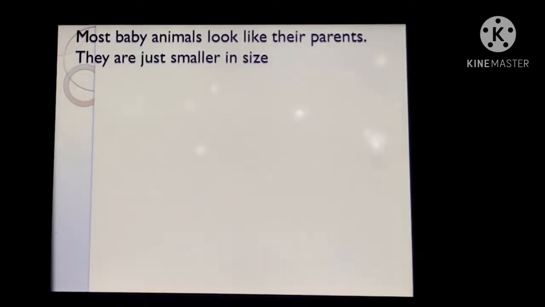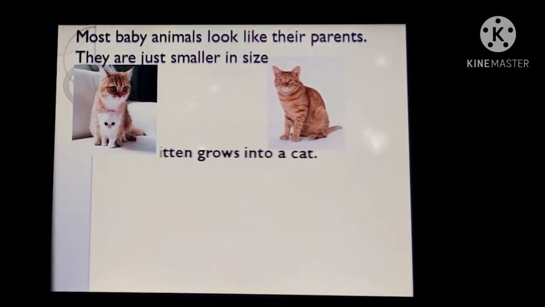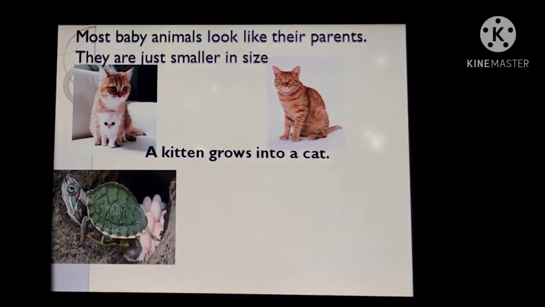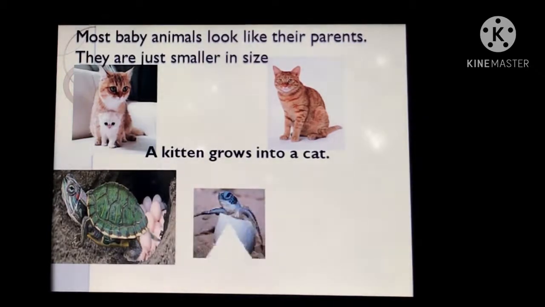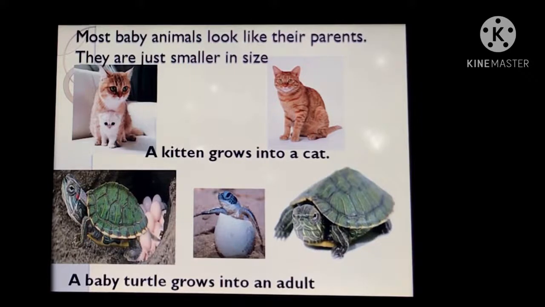Most baby animals look like their parents. They are just smaller in size. As an animal grows, it becomes bigger and heavier. For example, a kitten grows into a cat. So if you can see the kitten, when it grows, it becomes like its mother. Another one is the baby turtle grows into an adult turtle. So you can see it lays an egg and then cracks and it becomes an adult.